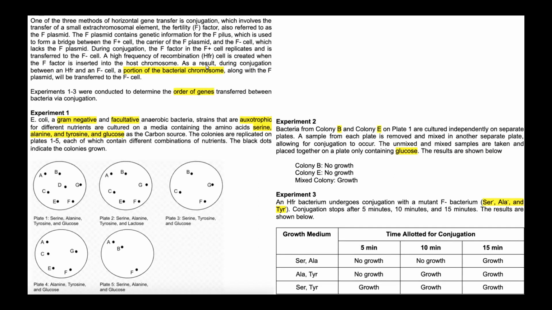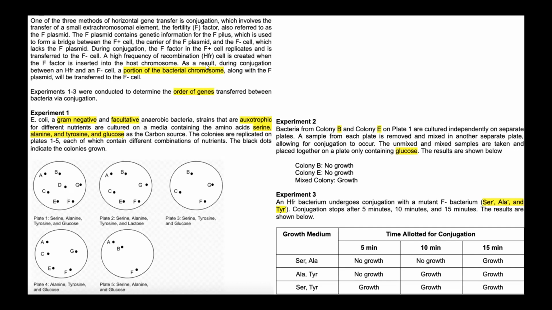I next highlighted the order of genes because that's the point of the experiment, is to determine the loci of these genes. I highlighted gram-negative and facultative because they are characteristics of the bacteria, which I could be asked about later. And let's pretend I don't know what auxotrophic means. I'll still highlight it because I could still be asked about it. I highlighted the amino acids and glucose because those are the molecules being given to the bacteria.